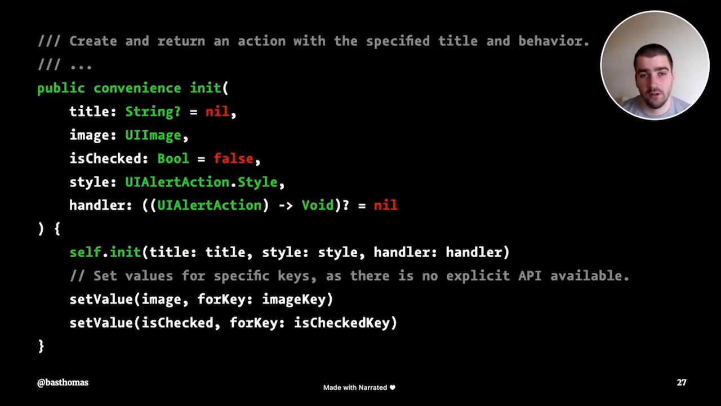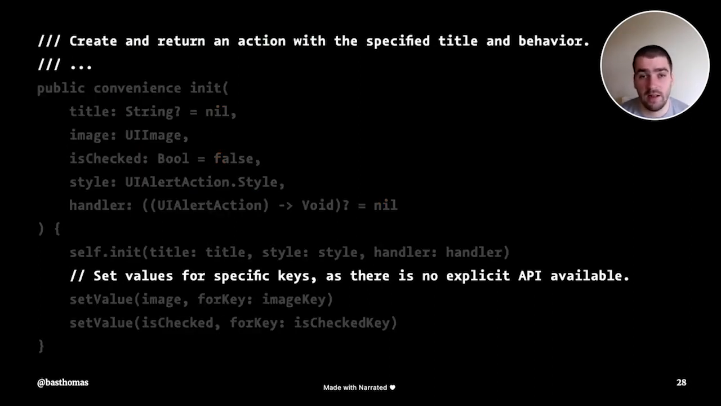So let's take a look at a function where we create a UI alert controller and we add some things to it. In this case, we can add an image and we can add a check mark. And we see that this starts with triple slashes, and then later on it has double slashes, where the triple slashes explain what. It creates and returns an action with the specified title and behavior. And the double slashes explain why we're doing something. In this case, setting the values for specific keys, as there is no explicit API available. If you didn't know that, you might look at this and be like, well, why are we set value for key rather than just accessing these properties? Well, the comment here explains it.